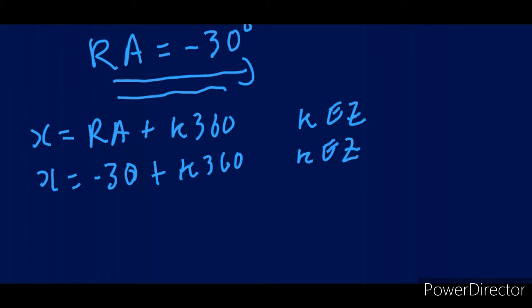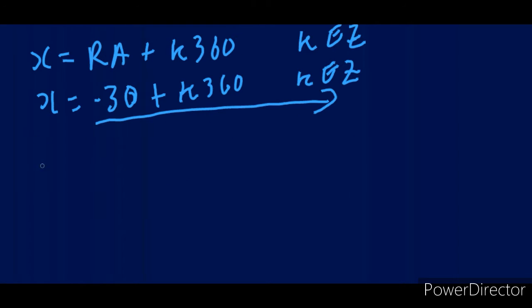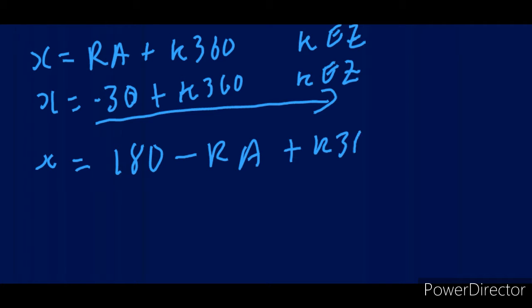Each trigonometric ratio will always be positive in 2 quadrants. So we've just found the first equation. Let's find the second equation. So sine is also positive in the second quadrant. So in the second quadrant it is 180 minus theta. So we're going to say 180 minus reference angle plus k360.